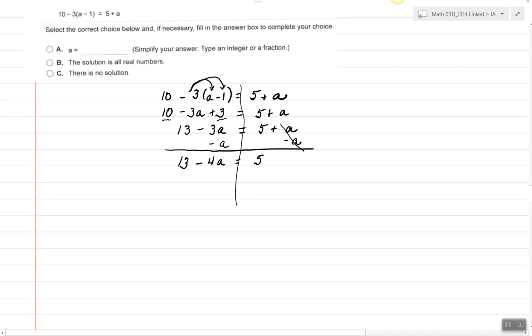Now, I've gotten all the variables on the left, so I need this negative 4a to be by itself, which means I need to get rid of 13. So I'm going to subtract 13, which is its inverse. It's gone. Negative 4a is equal to negative 8.